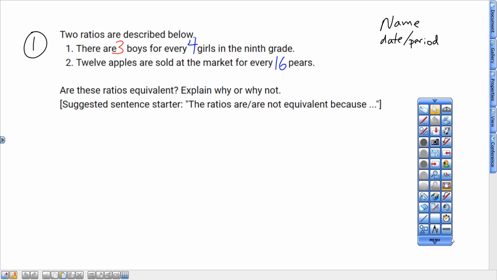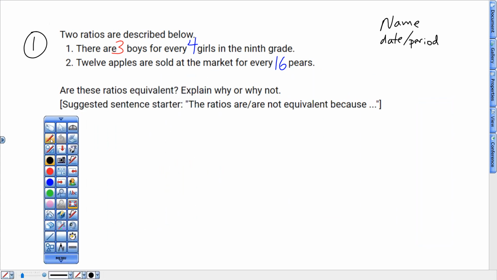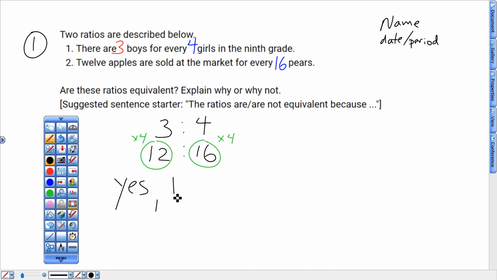So here we go. This first one, number one, is a ratio problem where I'm comparing the first ratio 3 to 4 to see if that pairs up with the 12 to 16. So 3 to 4, is that equivalent to 12 to 16? There's one way you could do it. You could see if both that 3 and that 4 are multiplied by the same number to get the number underneath them. Looks like I'm timesing them both by 4, that would make this a yes. These are equivalent.